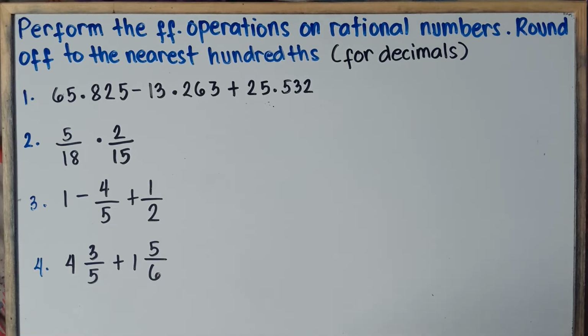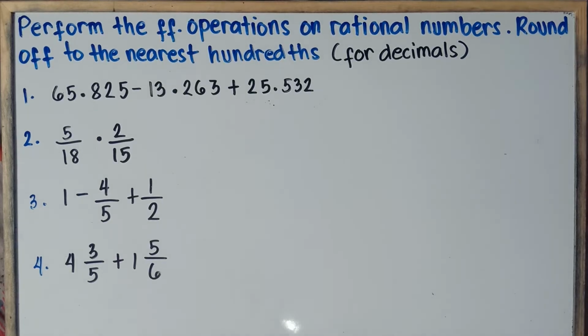Our topic for today's class is we're going to perform the following operations on rational numbers and we're going to round off our answer to the nearest hundredths for the decimals. So without further ado, let's do this topic. Now I will give you 10 examples, class, for you to really understand this one. And let's start with example number 1, class.